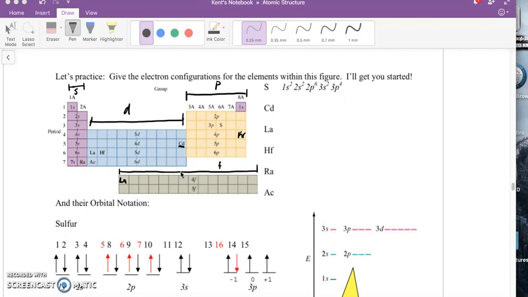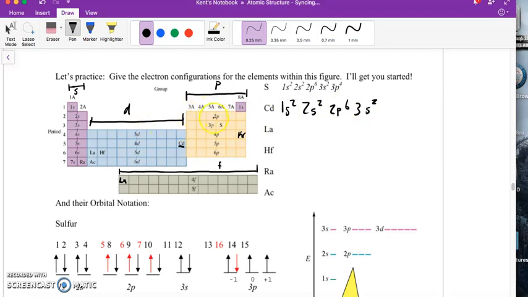Okay, let's start assigning some electronic configuration. So for cadmium, cadmium is right here on the periodic table. The way you do this is you count up to cadmium. So it's got both of these 1s electrons, right? So we would write 1s2. It's got both of the 2s electrons, so 2s2. It's got 6 of the 2p electrons, 2p6. It's got both of the 3s electrons, 3s2.